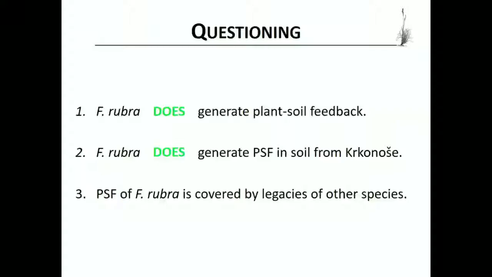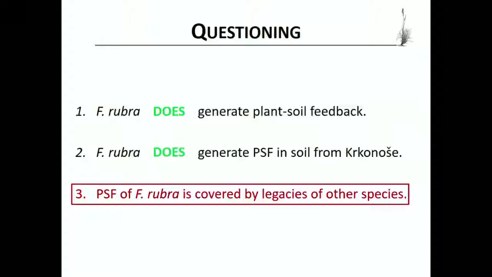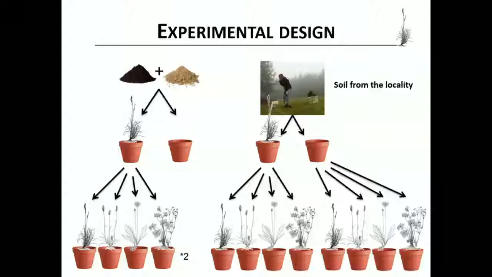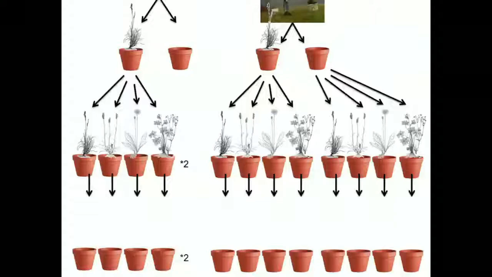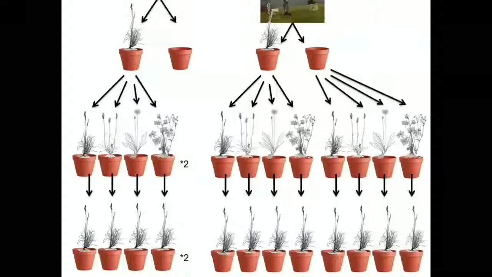So the last option was that maybe there is some kind of effect of the other species. So what I did, I somehow recycled this experiment. So I took the soil from the feedback phase and I put it into another pot. So after harvesting the previous experiments, I removed the plants and used the soil again and planted Festuca rubra into this soil. I did this experiment only for Festuca rubra because of logistic reasons. I didn't have enough soil and so on.